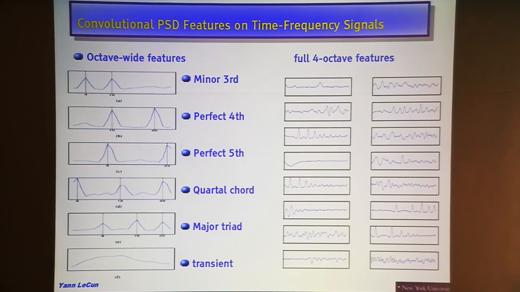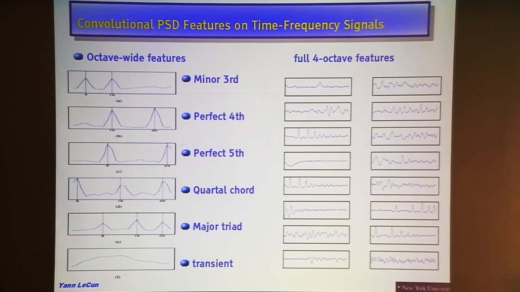The cool thing is that you can look at the filters that are trained. They're not Gabor filters, of course, because they're trained on these frequency vectors. But they're things like chords, essentially. That's one of the basis functions. It's looking at one octave in that case, and it's detecting a minor third. If you look at what those filters correspond to, they're spaced by exactly a minor third. That's a quartal chord, that's a major triad, a major chord, a perfect fifth. So you have those kinds of chord detectors that the system spontaneously learns using unsupervised learning.